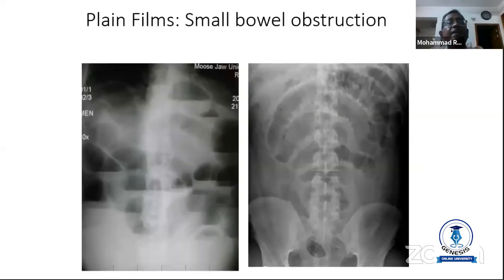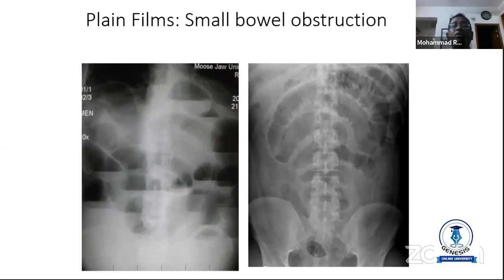So check this X-ray. It's a plain film, small bowel obstruction. You can easily see fluid and air-fluid levels. Multiple air-fluid levels you are finding here. This is a case of small bowel obstruction.